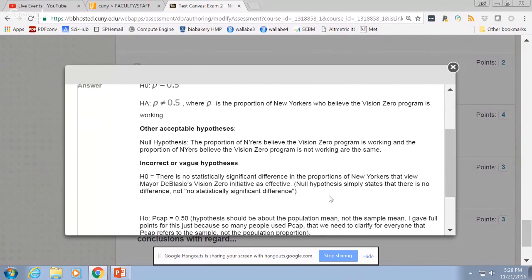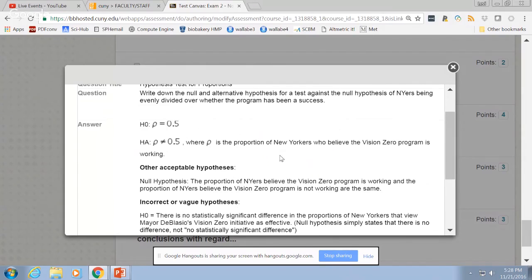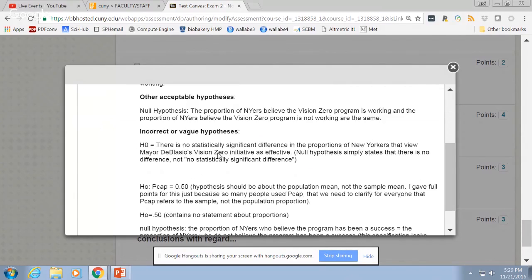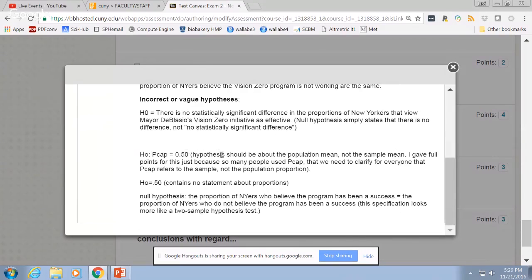This one, a lot of people called it p-hat, and I accepted that just because most people did that, but really p-hat is, I think in our notation, a sample mean. So it's better to write it using rho. Remember, the null and alternative hypotheses are about the population, not just the sample. Oh yeah, so I wrote that here, p-hat equal to 0.5. It should be about the population mean, but you still got full points for this.